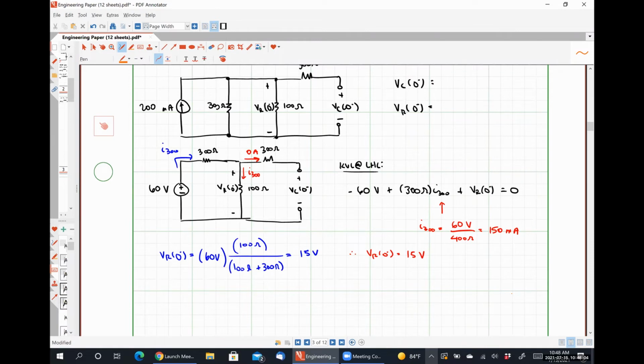There is a third way to look at this without doing the source transformation at all. So I would argue that using Ohm's law, we could say that VR at 0 minus is equal to 200 milliamps times the parallel combination of the 300 ohm resistor and the 100 ohm resistor. And if we do the math on this, so that's 0.2 times 300 times 100 divided by 400, also gives us 15 volts.